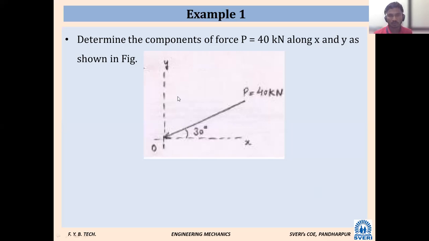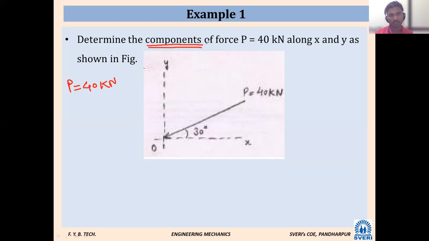Determine the components of force P equal to 40 kilonewton along x and y as shown in the following figure. So force P is given equal to 40 kilonewton. And here what we are supposed to calculate? Determine Px and Py, the components.